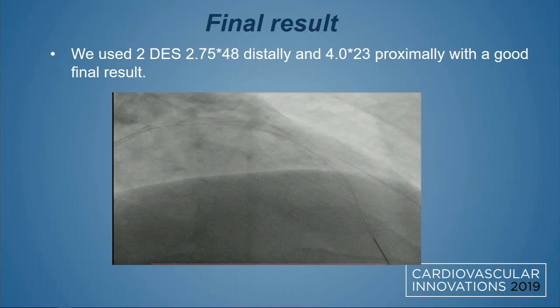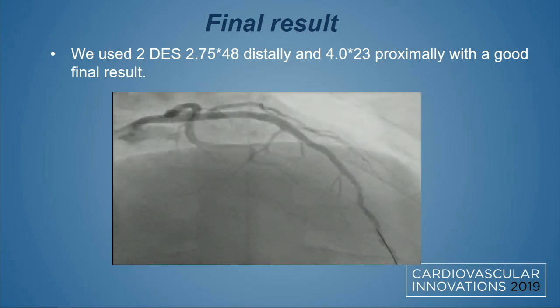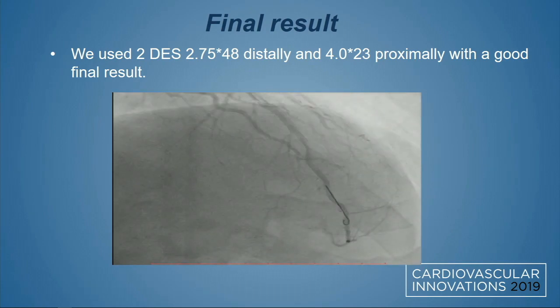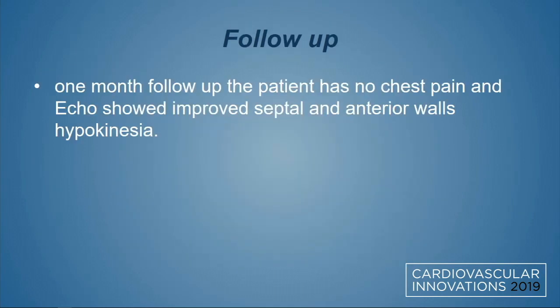So the final result: we used 2 DES, 2.75 by 48 distally, and 4 by 23 proximally, with a good final result. Follow-up: at 1 month follow-up, the patient has no chest pain, and echo showed improved septal and anterior walls hypokinesia.